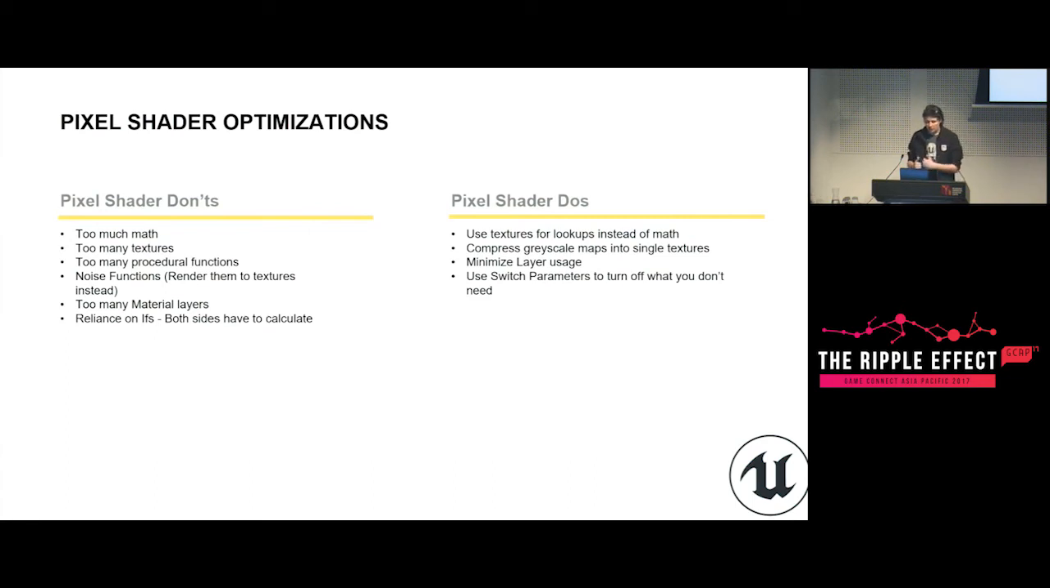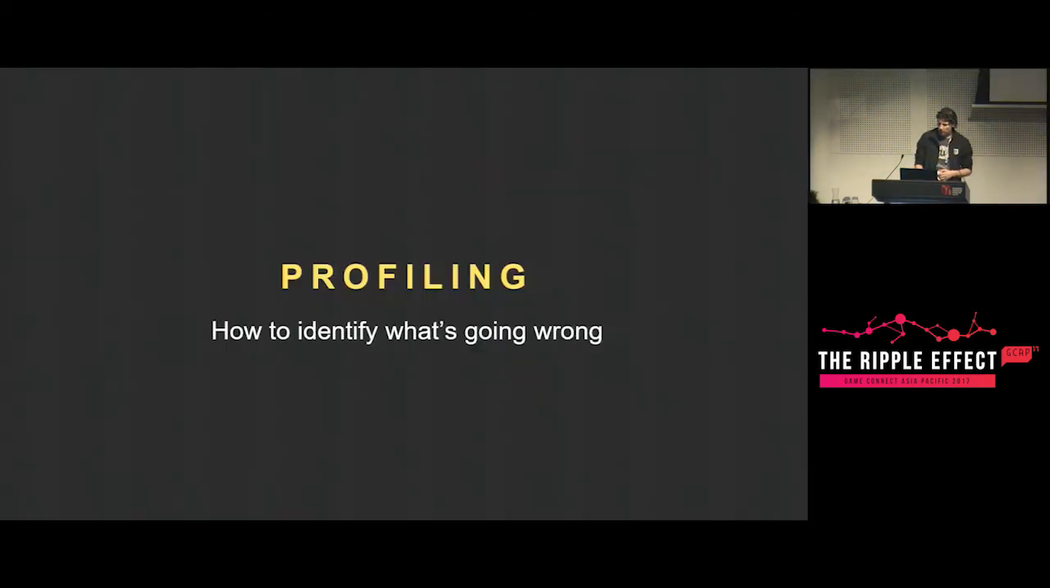On the do's list, use textures for lookups instead of raw math if you can. Compress grayscale maps into single textures, as I mentioned. Minimize layer usage and use switch parameters to turn off the functionality of things that you don't need. Now, profiling. I'm going to be moving quick because I'm running out of time. But when it comes to profiling, essentially this is the concept of working out what's going wrong in your game as far as performance is concerned.